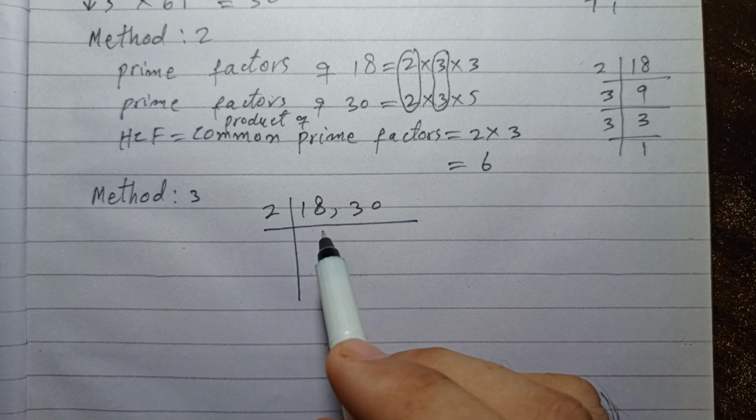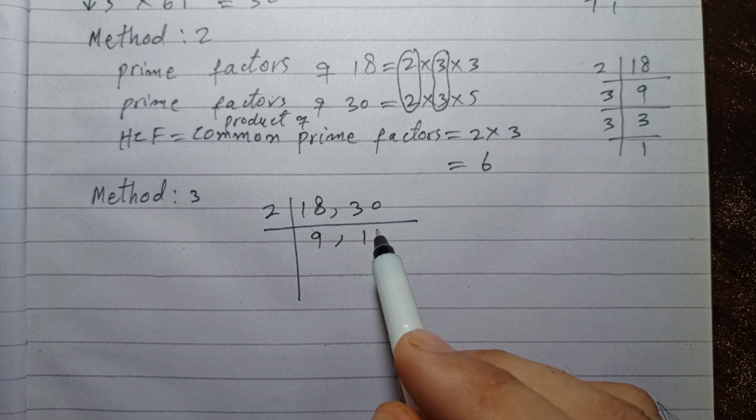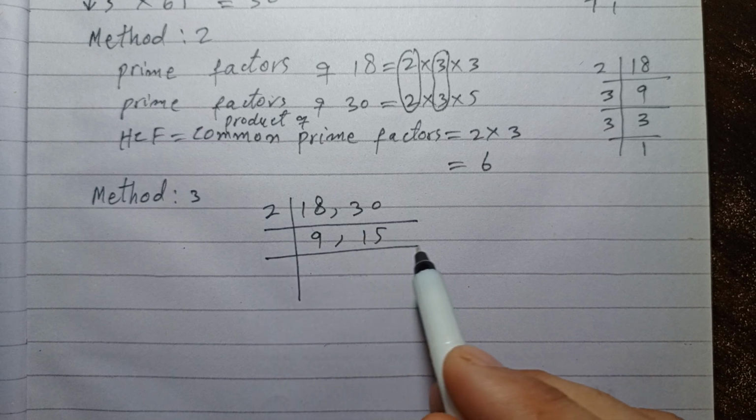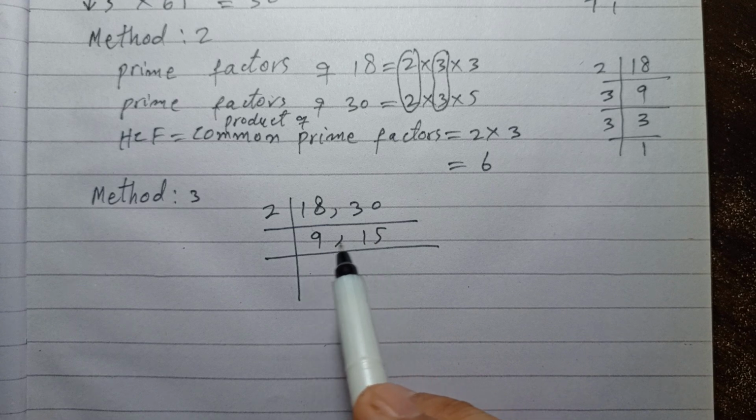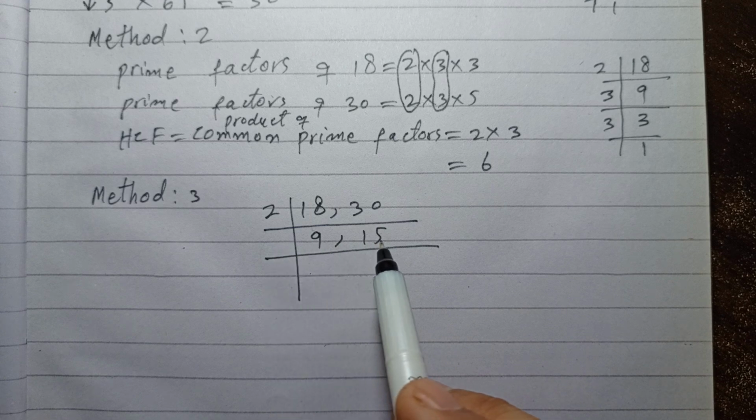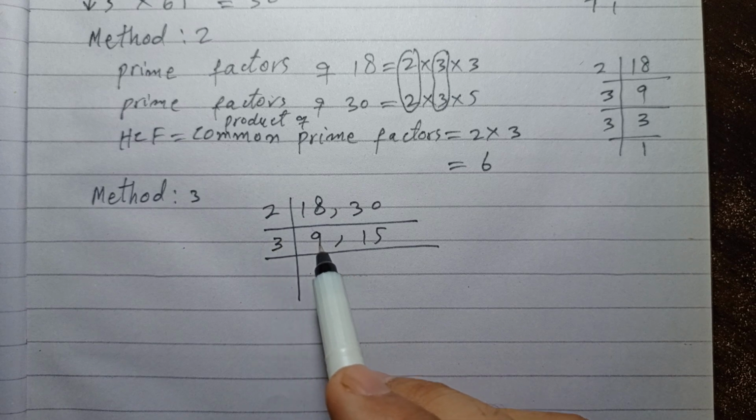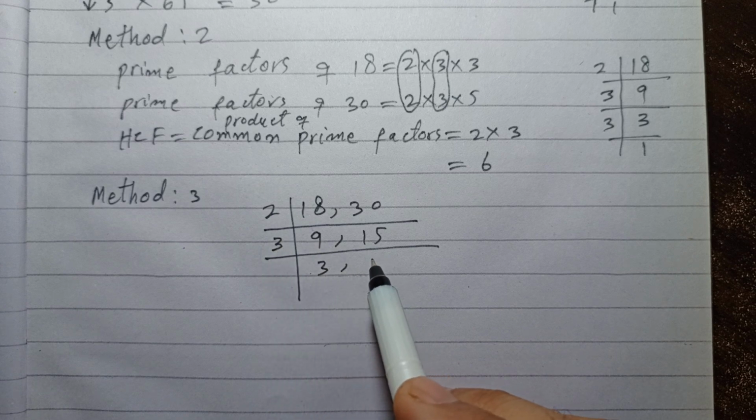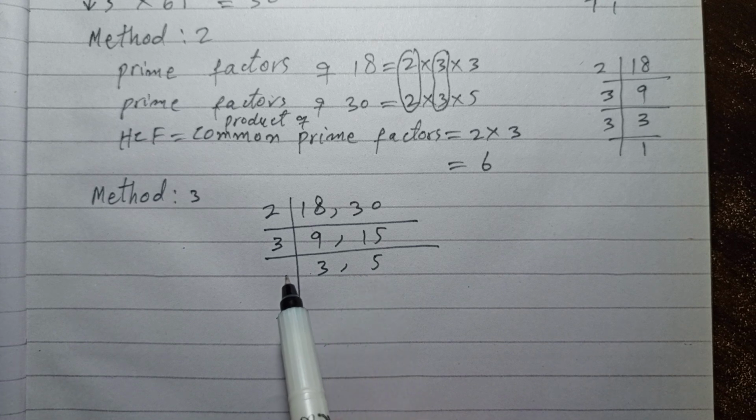When 18 is divided by 2, you will get 9. When 30 is divided by 2, you will get 15. Now you will find another number which can divide 9 and 15. You see that 3 can divide 9 as well as 15. So 3 3s are 9 and 3 5s are 15. Now there is no number that can divide both 3 and 5. So you will stop here.